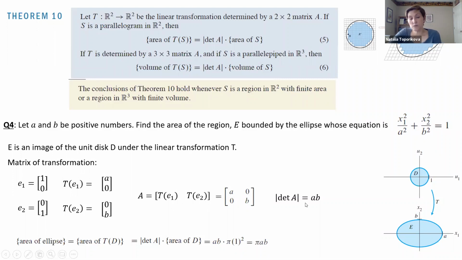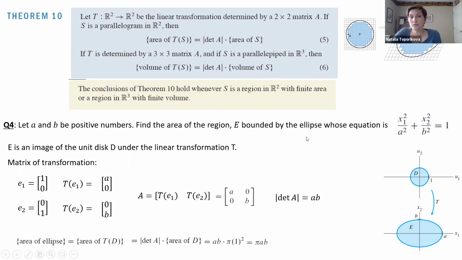And if you don't trust me, you can go ahead and check in any pre-calculus book. You will find the formula for the area of an ellipse, but you don't have to memorize it right now because you know the determinant and you know linear transformations, and you can derive it anytime.